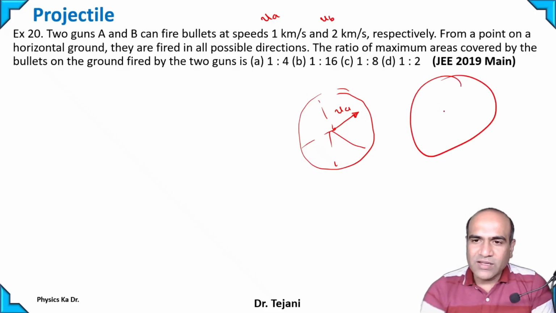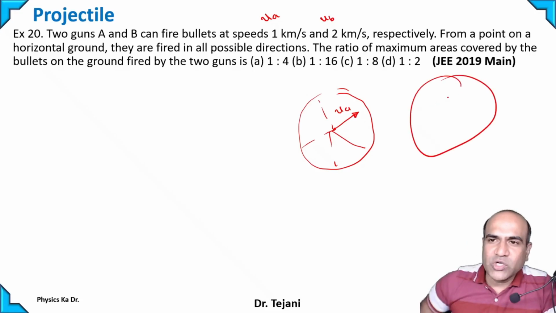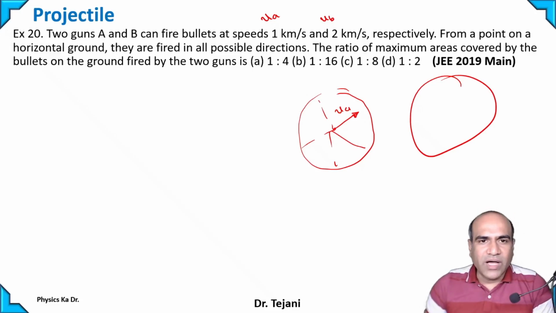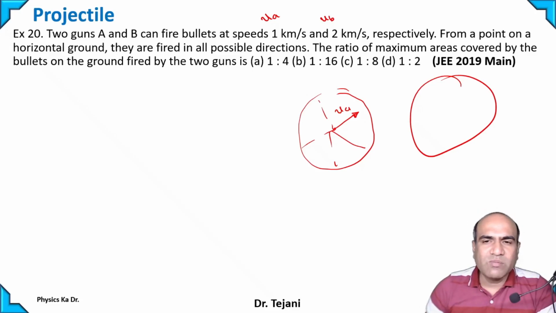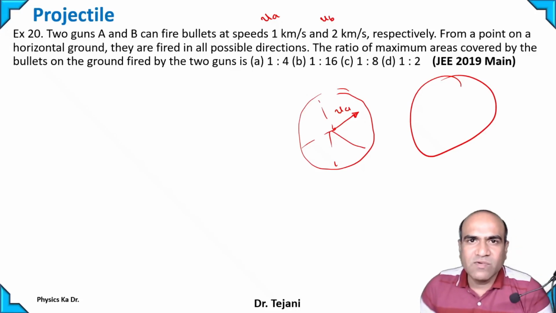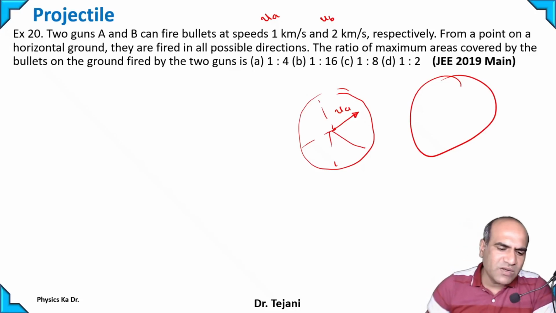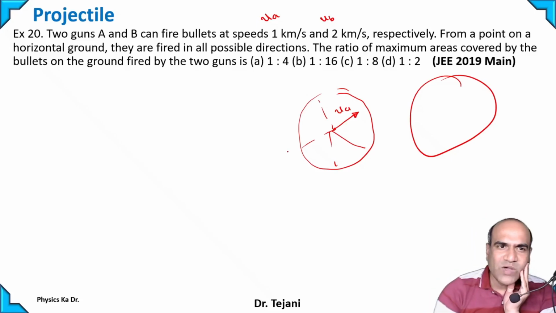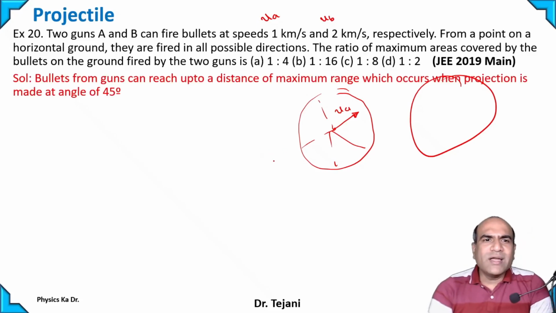And this is another, it is having similar. So, the ratio of maximum areas covered by the bullet on the ground fired by the two guns is 1 by 4, 1 by 16, 1 by 8, 1 by 2. JEE 2019 Mains exam. Excellent question. So bullets are fired.